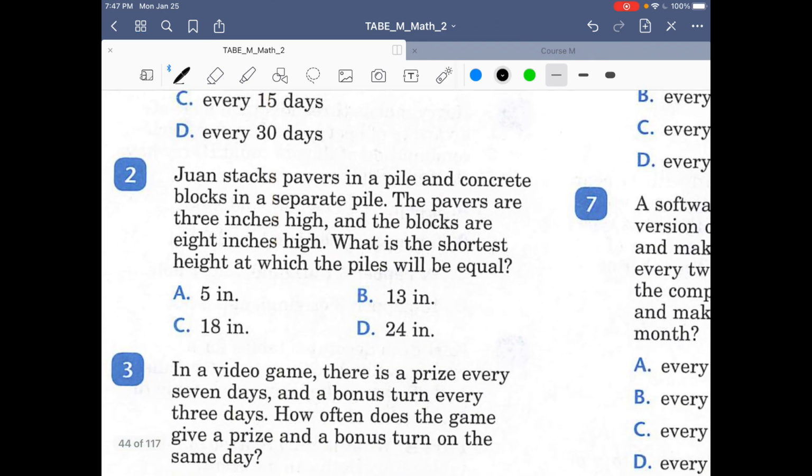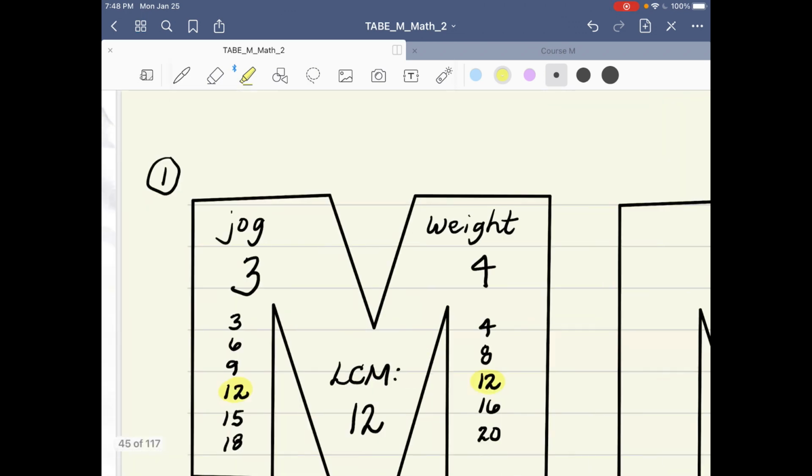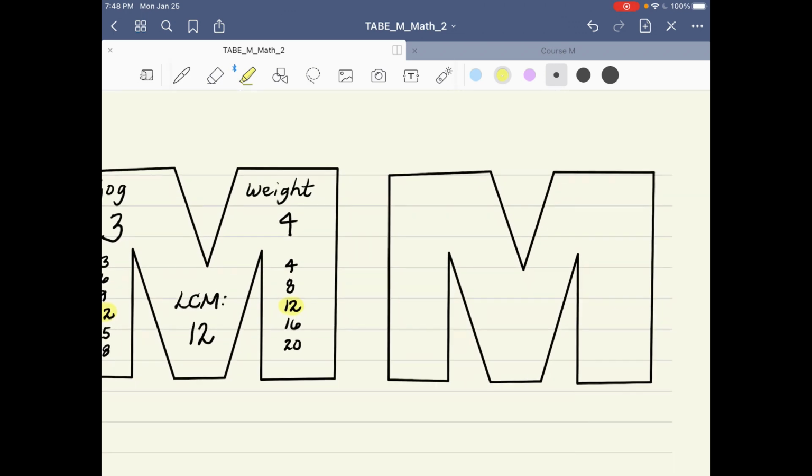Number 2, Juan stacks pavers in a pile and concrete blocks in a separate pile. The pavers are 3 inches high and the blocks are 8 inches high. What is the shortest height at which the piles will be equal? Where will they be the same? So if you look, if you're using the M method, this is number 2.